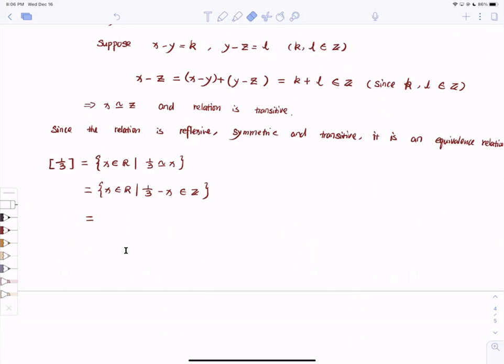I think you can just write something like an integer plus 1 over 3. Yes, every integer plus 1 over 3.